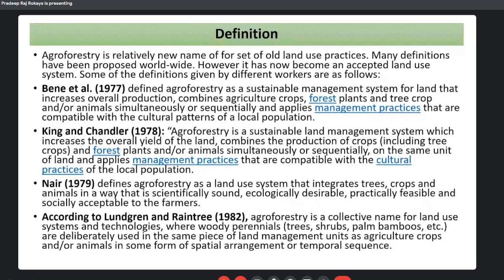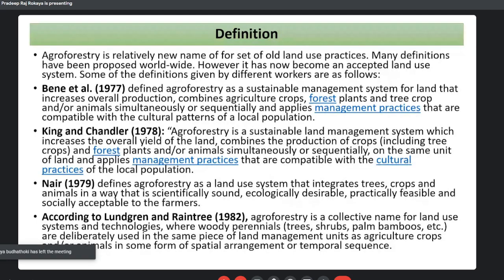According to Lundgren and Raintree, another writer of agroforestry, 1982: Agroforestry is a collective name for land use systems and technology where woody perennials, which may be trees, shrubs, palms, bamboo, etc., are deliberately used in the same piece of land management units as agricultural crops and animals, in some form of spatial arrangement or temporal arrangement. So these are the overall definitions given by different writers.